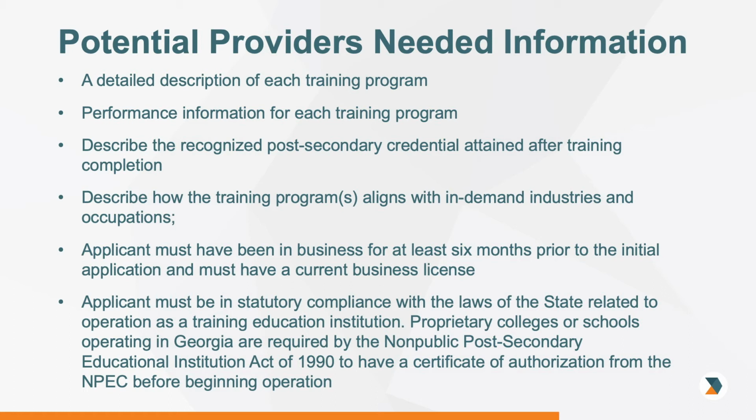So that means that if you're a new training provider and you want to get an ETPL, before your application is submitted to the local area, you'll need to go through NPEC. They vet your educational institution. Once it's approved, they'll give you a certificate. You add that certificate with your application. The contact information for the Georgia Non-Public Post-Secondary Education Commission will be listed in the application. So when you get all the information, it'll tell you the steps you need to take and who to contact at that point.